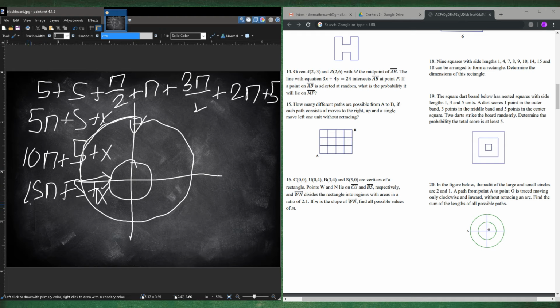5. Wait. Oh wait, wait. This is pi. This is 2 pi. This is 3 pi. And that's 4 pi. And 4 pi times 5 is 20. Yeah. 4 pi plus the 5 plus x. Because you have 4 pi here, and then you could go down 1, and then you could do the exact same rotation right here.